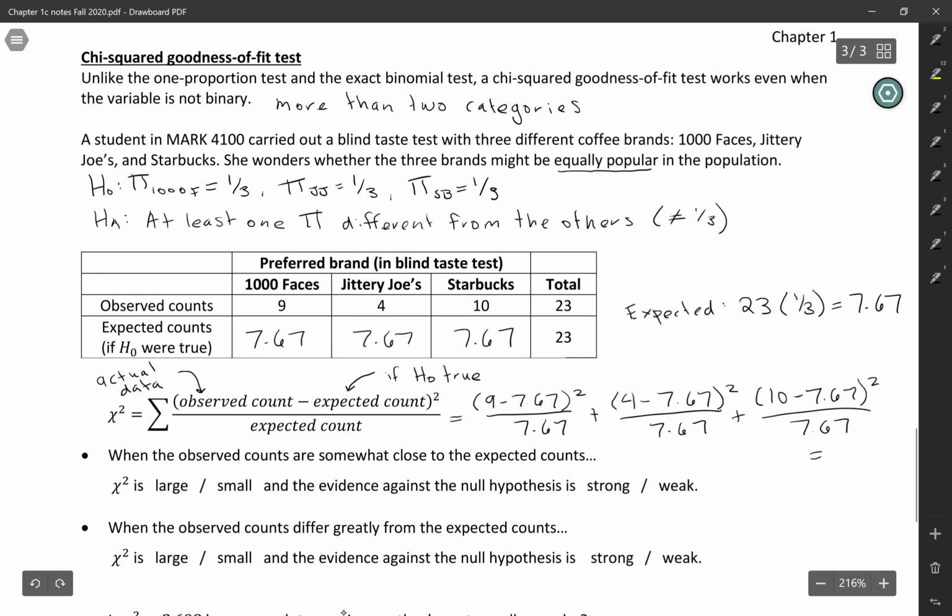And when I work that all out, it ends up to be 2.698. So usually, I'll be honest, I won't have you do this by hand. I'll have you do it with JMP, but for now, I just wanted to show you how the formula works. So let's take a second and think about what that chi-squared statistic actually means.